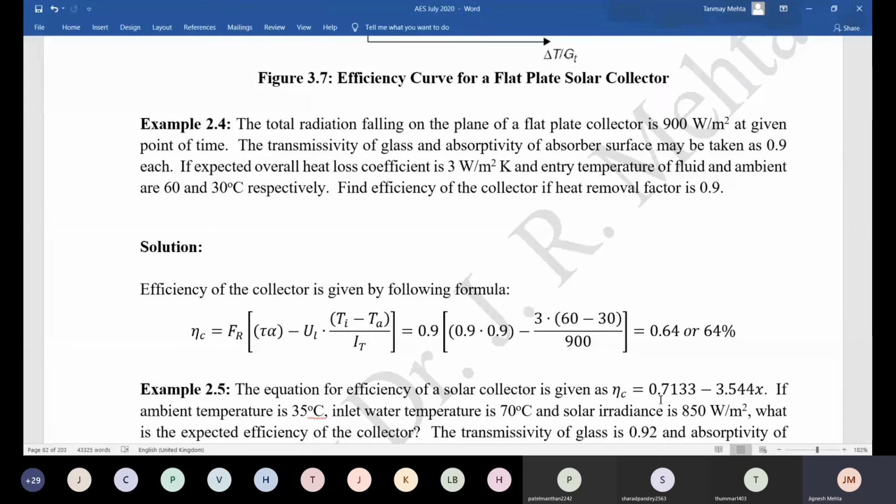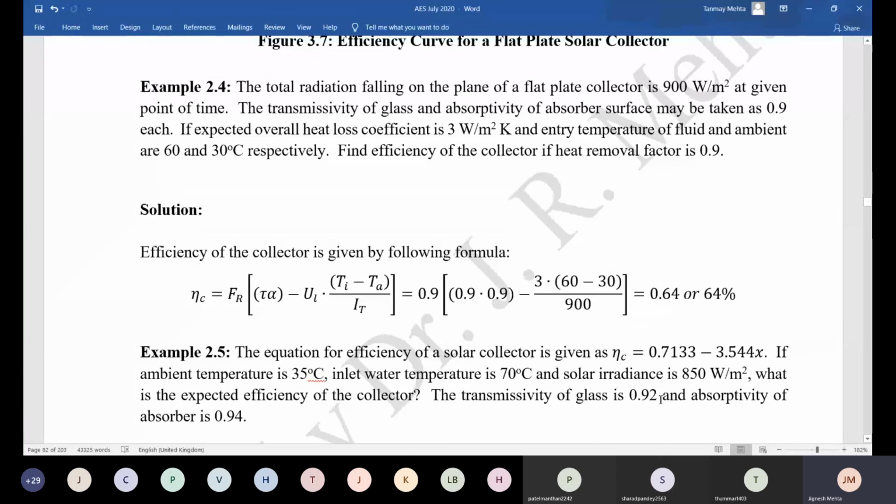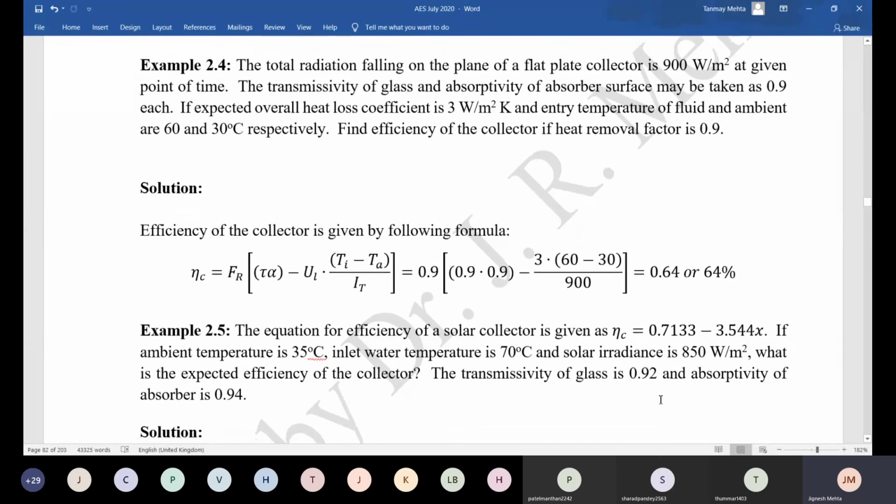Right now, if you change something, then the performance might change. Like say in place of 60, if it is 70, then the efficiency you can expect will go down. If in place of 900, it is 700, then again you can expect efficiency would go down. So once you are given the parameters, you can estimate what would be the performance of my collector if something changes. If my operating temperature is this, then what will be the efficiency? That is what may be calculated.